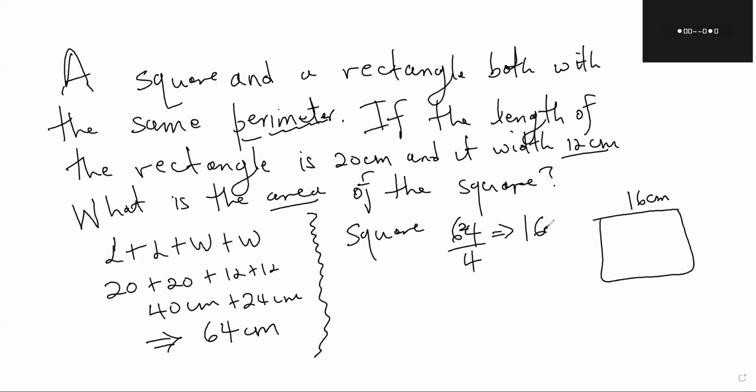So, sir, I found the perimeter of the square to make sure that it added back to 64 centimeters. 16 plus 16 plus 16 plus 16 gives you 64 centimeters, so it's correct. Since you figured that out, now the question that we're supposed to answer is, what is the area of the square?